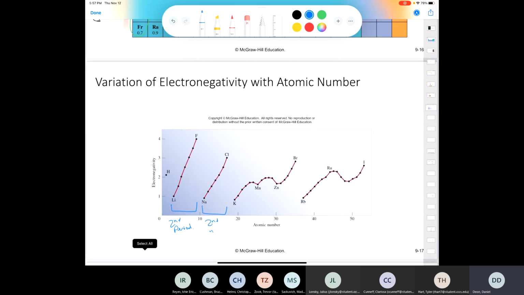Same thing for the second period. Now, when we get to the third period, things get a little bit more interesting because we have the transition metals. But all I need you to know is the general trend, and that is for main group elements, electronegativity increases going across a period. Same thing is true in the fourth period. Don't worry about the anomalies for the transition metals.